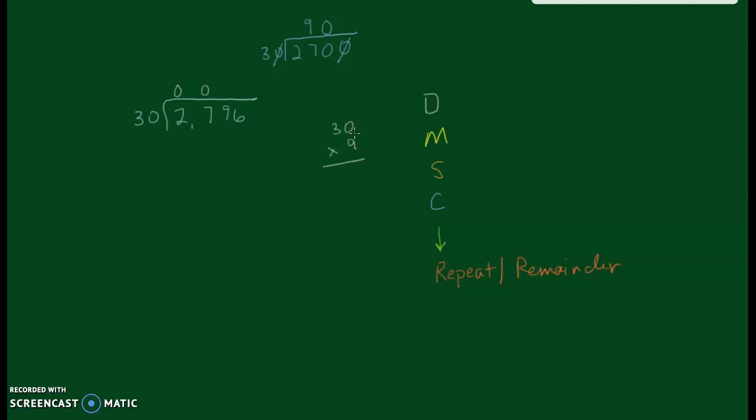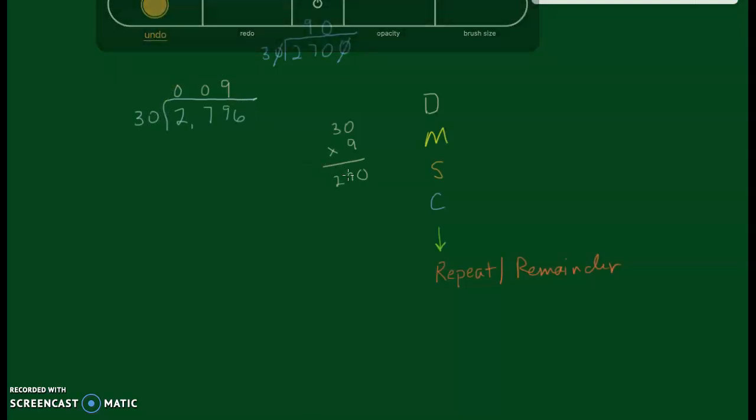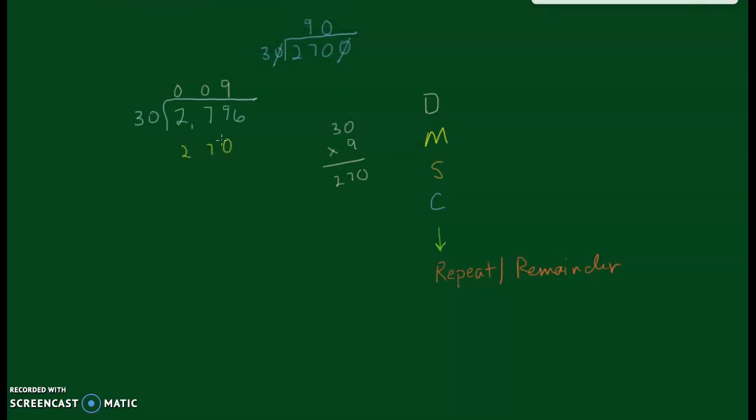And 30 times 9, 0 times 9 is 0. 3 times 9 is 27. So that gives me 270, and that works. So I'm going to put my 9 up at the top because I can get 9 groups of 30 in 279. My next step is to multiply. So I'm going to take the number that I wrote up at the top and multiply it by the divisor. And I already did that over here. So 9 times 30 is 270.